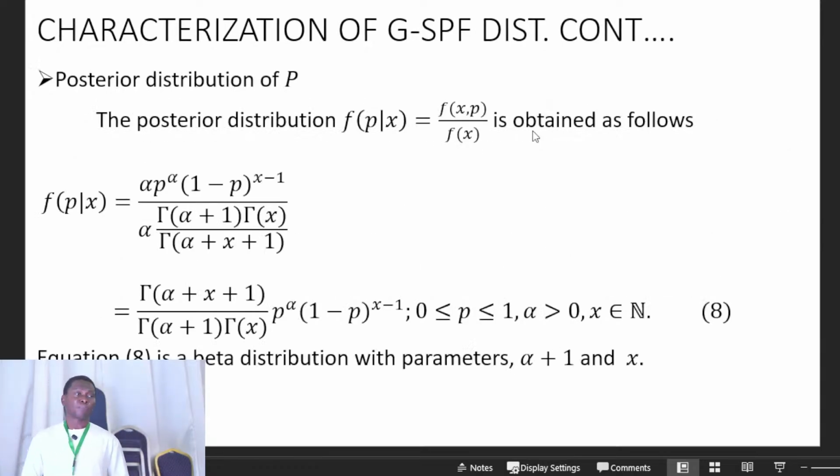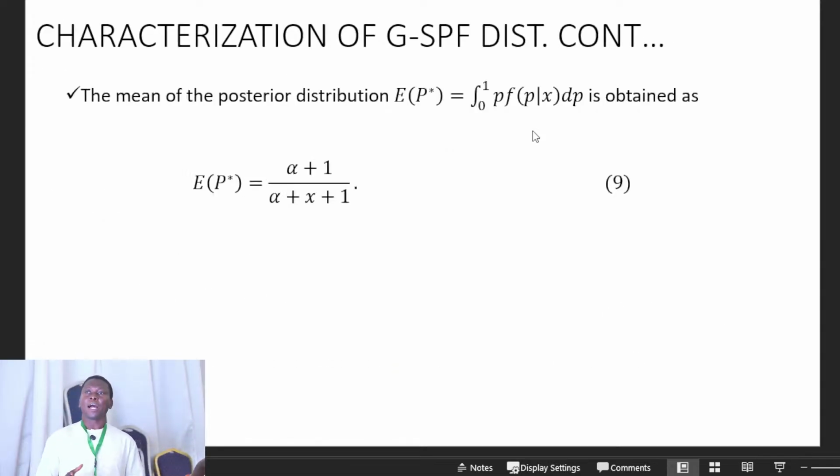Now, however, for us to make the parameter follow a standard power function distribution, that will be regarded as our prior distribution. So we can also try to recover the probability P given our x. And the posterior distribution has the structure of a beta distribution, given by equation 8.